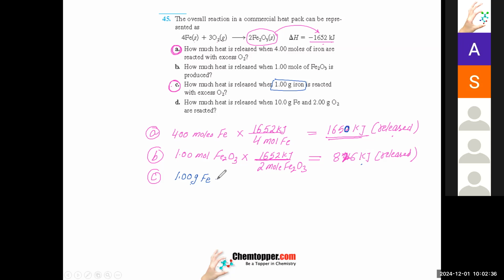Grams of Fe, where should you go? Moles, because I cannot read the equation in grams. Yes, Krisha, very good. Sarthak, very good. Moles of Fe. From moles of Fe, where should I go? What do you want to calculate? Heat. You should go to kilojoules, right?